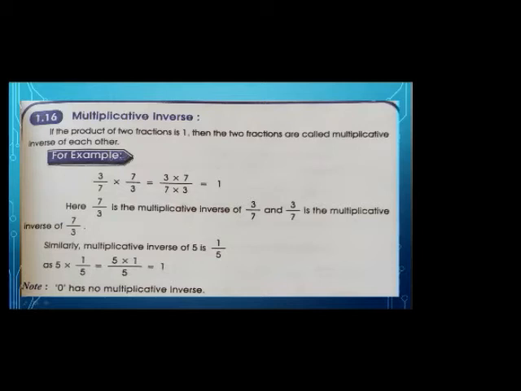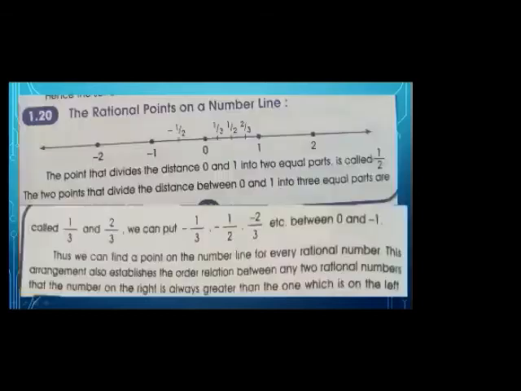So it means 5 and 1 upon 5 are multiplicative inverses of each other. Note, 0 has no multiplicative inverse. Keep in mind, whenever you see 0 in the numerator or in the denominator, understand that there will be no multiplicative inverse.